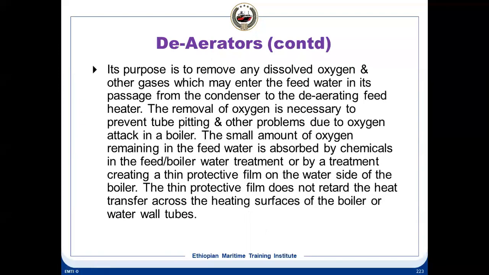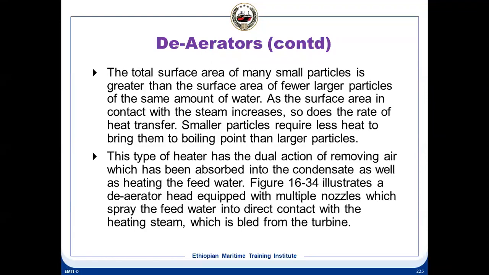And the total surface area of many small particles is greater than the surface area of a few large particles. We note that from our studies of the boiler burner, the atomization of the fuel in the boiler burner. As the surface area in contact with the steam increases, so does the rate of heat transfer. So that means heat is quickly transferred to the condensate particles, since they are in very small particles. Smaller particles require less heat to bring them to boiling point as opposed to larger particles.